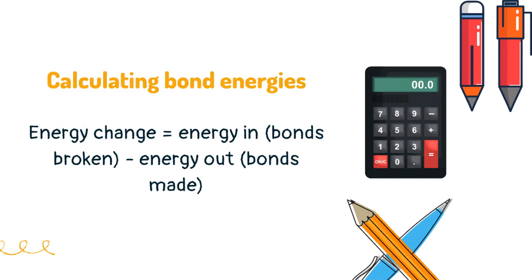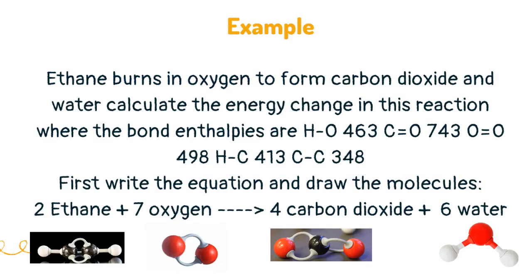Energy change is equal to the energy in. This is the bonds broken minus the energy out. This is the bonds made. Ethane burns in oxygen to form carbon dioxide and water. Calculate the energy change in this reaction. First, write the equation and draw the molecules.